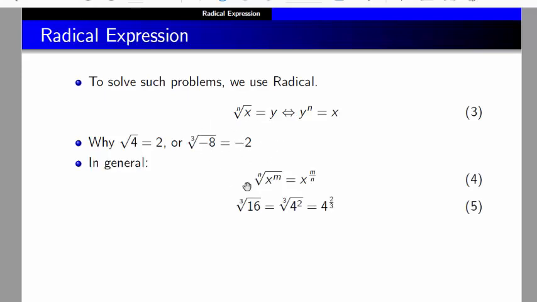Generally, we would write that x to the power m under the nth root is equal to x to the power m divided by n. Remember that the degree of the radical goes in the denominator and the power of the x in the numerator. For example, the third root of 16: we can write 16 as 4 squared, and then the third root is equal to 4 to the power 2 divided by 3.